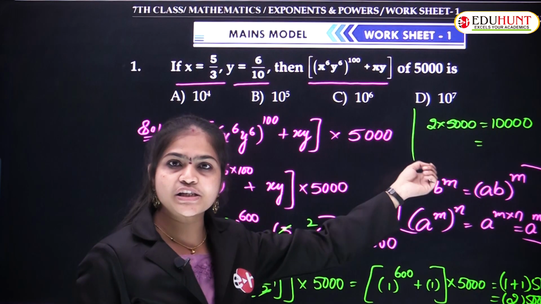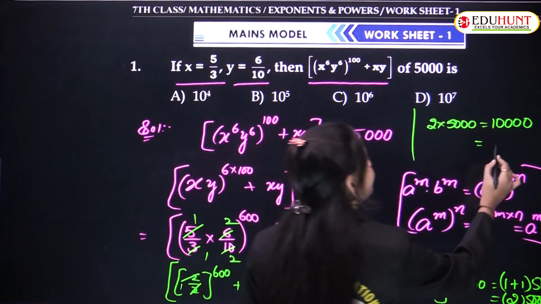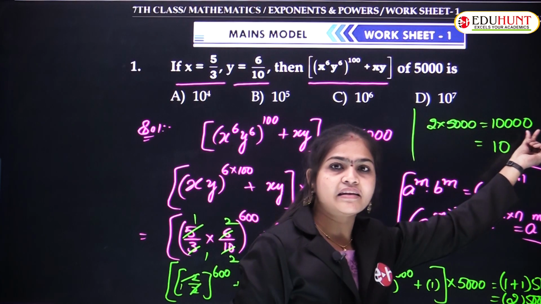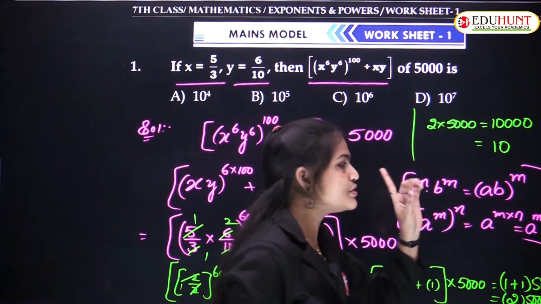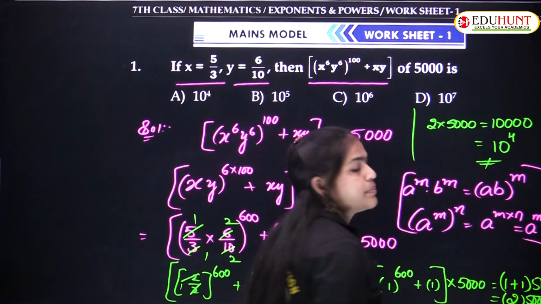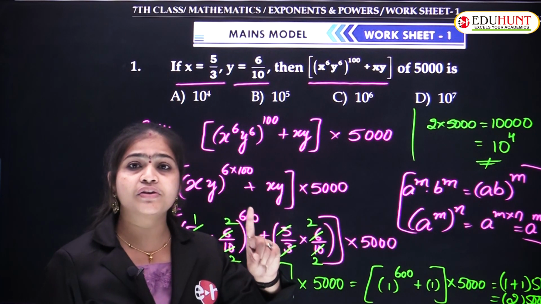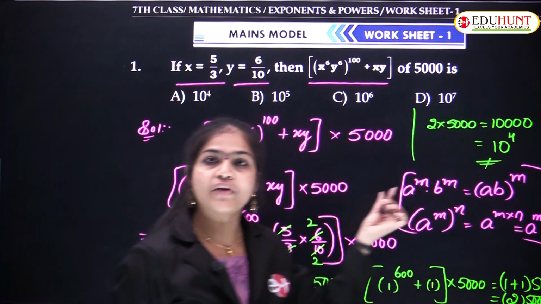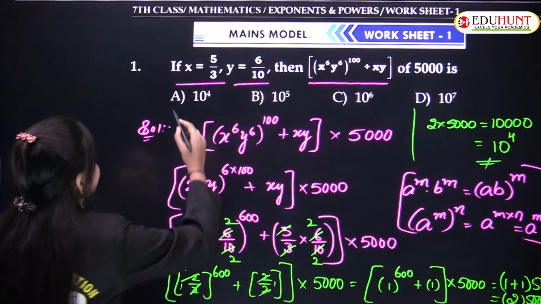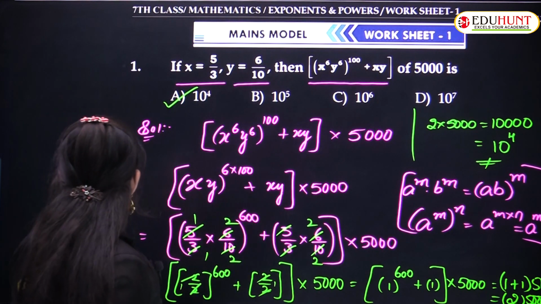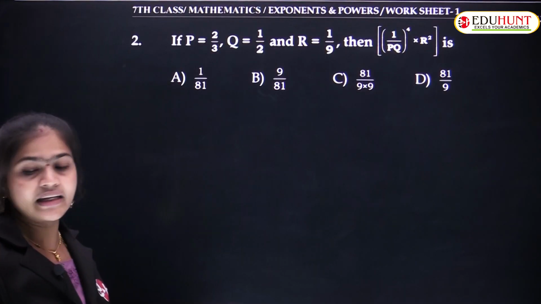Now how can we write it in power notation? 10 to the power of, how many zeros are there after 1? 4 zeros are there, so we keep 10 to the power of 4. Understand? 10 to the power of 4 means 1 followed by 4 zeros. So the answer is 10 to the power of 4, Option A.